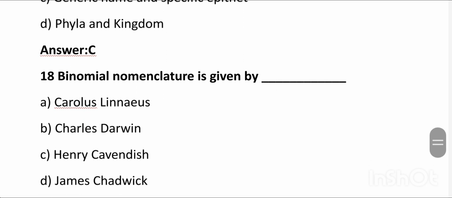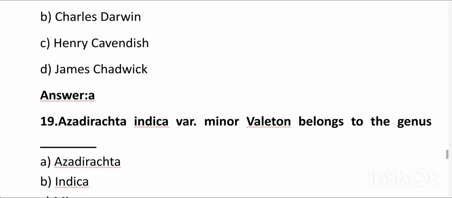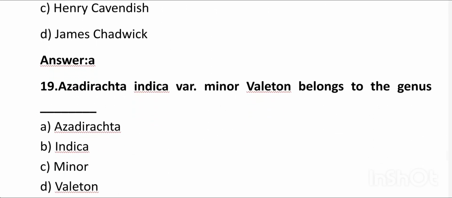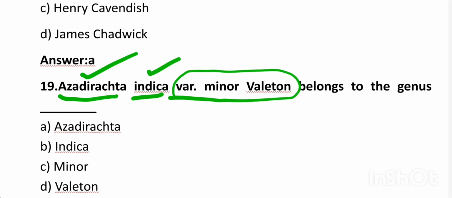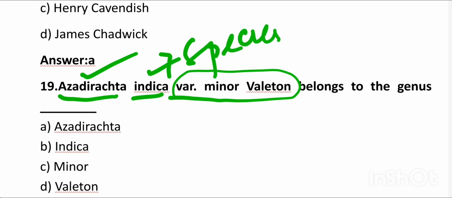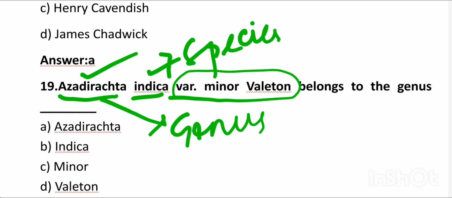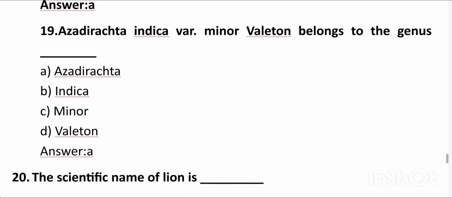Then question number 18, binomial nomenclature is given by Carolus Linnaeus. Then Arjadirecta indica, variety minor Velton, belongs to the genus. So here it is the genus name, it is the species name, and the variety name is minor Velton. Here the indica is the species, Arjadirecta is the genus. So the genus name is Arjadirecta. The answer is option A.